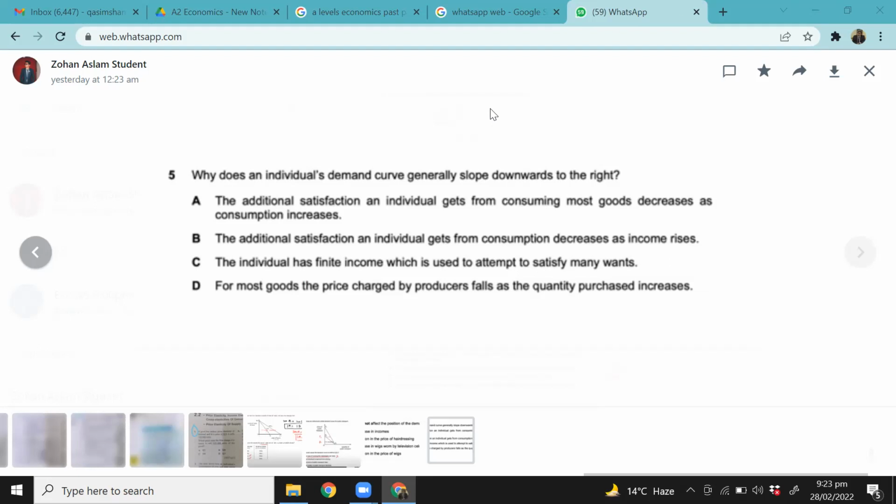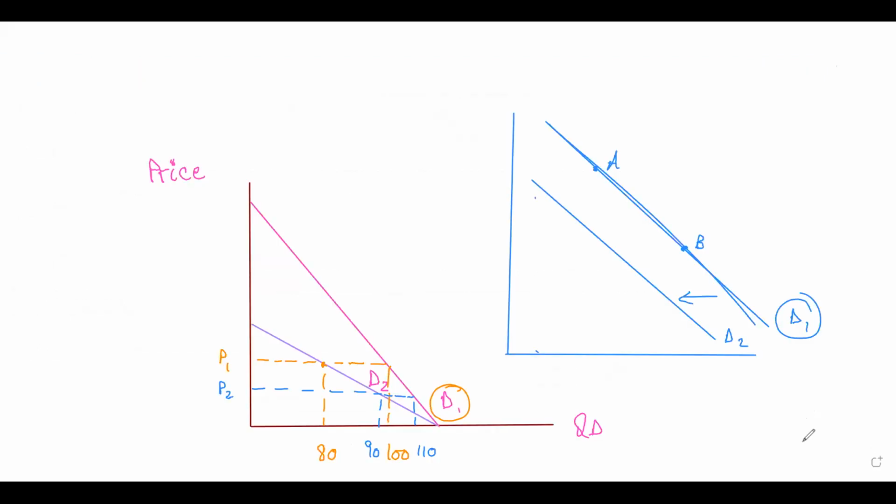Okay, so students, think about this. By the way, let me tell you, we haven't discussed this in class, but I'll explain it to you. This has been moved to the A2 economics syllabus. So this concept is now part of the A2 economics syllabus. The question asks why the demand curve is downward sloping, because it slopes downwards from left to right.